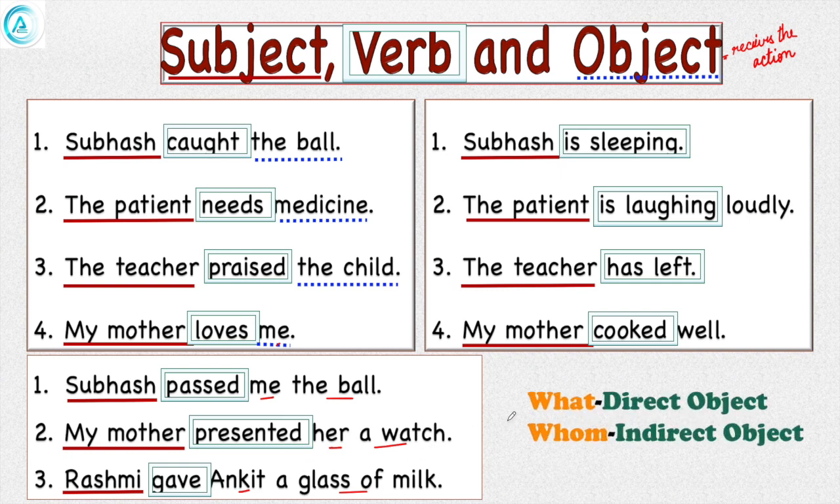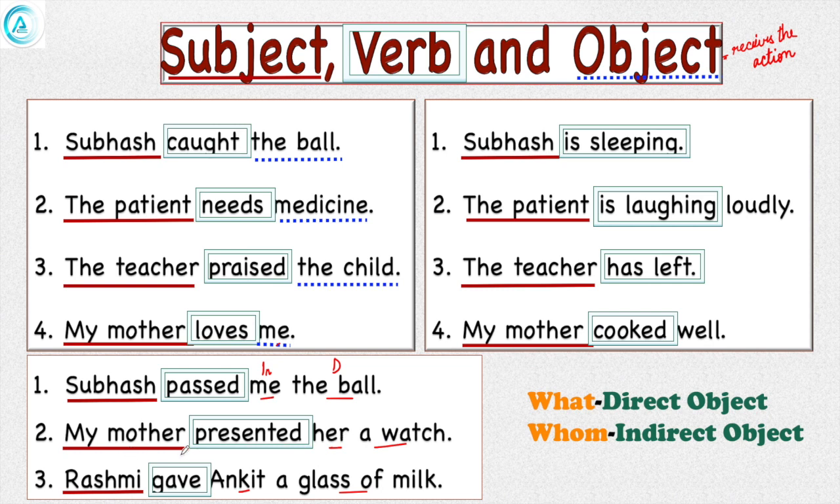It's very easy, friends. If we can ask the question "what," then it is the direct object. And if we can ask "whom," then it is the indirect object. Like Subhash passed what? Subhash passed the ball. This is the direct object. Subhash passed to whom? Subhash passed to me. So it is the indirect object.